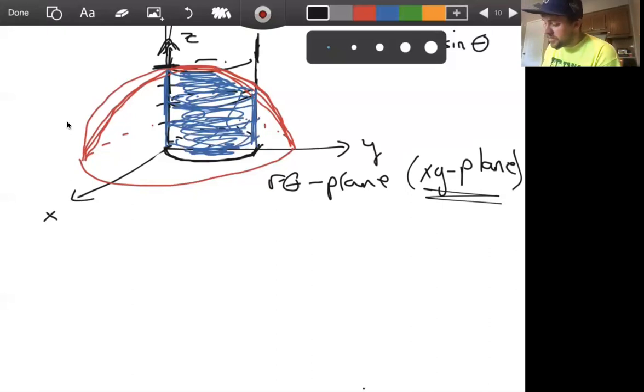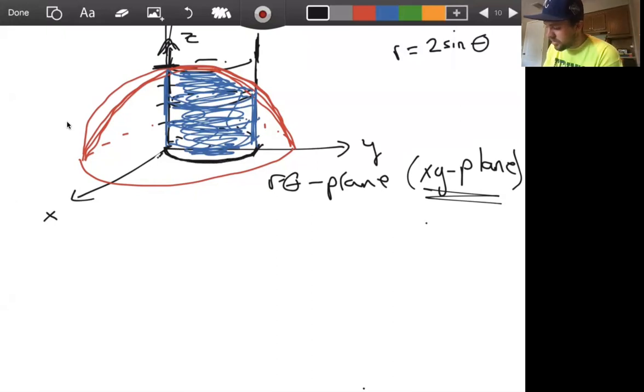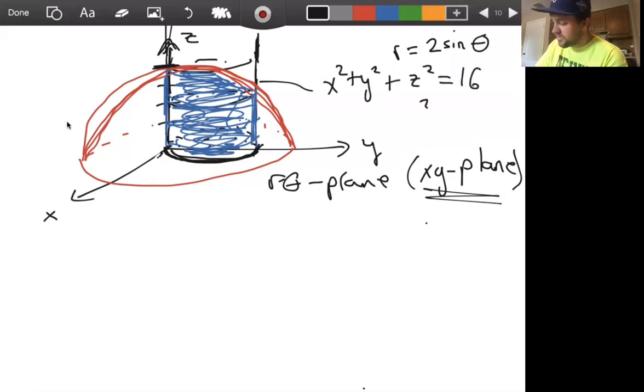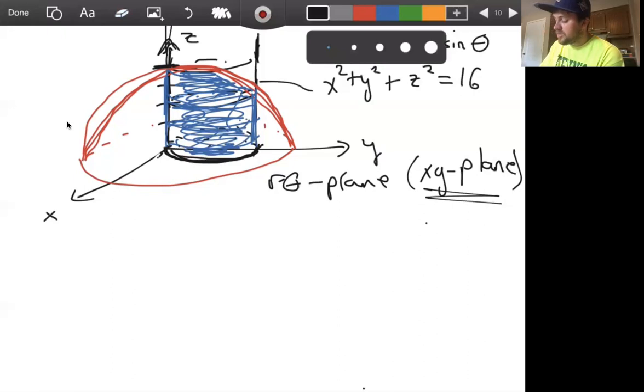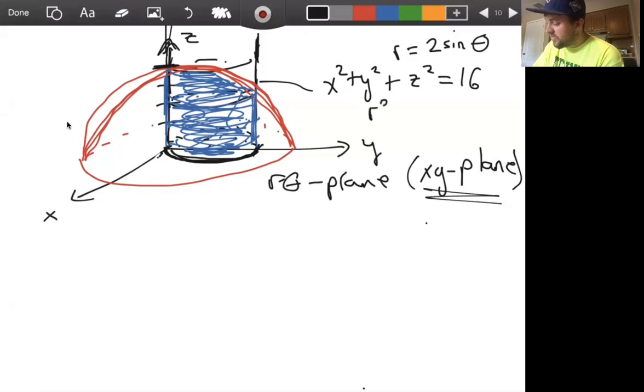And we want to set up the triple integral for some function, right? And so our lower bound is the r theta plane, right? This lower bound down here is the r theta plane. What's our upper bound? Well, our upper bound is the sphere of radius 4, which is x squared plus y squared plus z squared equals 16. Now, in cylindrical coordinates, x squared plus y squared is equal to r squared. And so a formula for a sphere in cylindrical coordinates is r squared plus z squared equals 16.